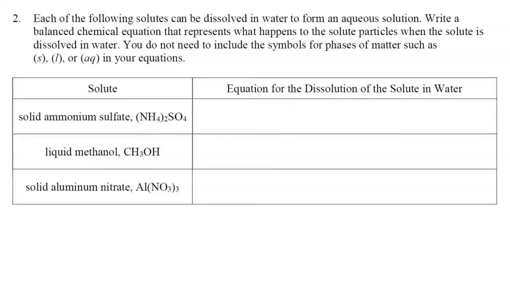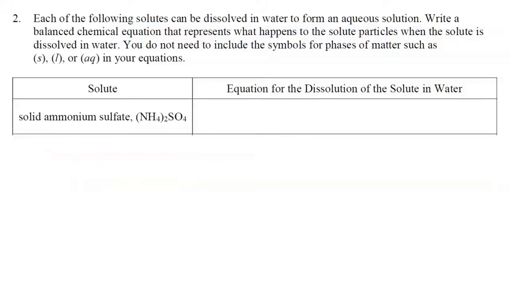Question 2. Each of the following solutes can be dissolved in water to form an aqueous solution. Write a balanced chemical equation that represents what happens to the solute particles when the solute is dissolved in water. So we have 3 examples of solutes. We have ammonium sulfate, methanol, and aluminum nitrate.